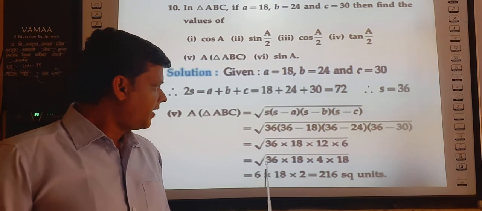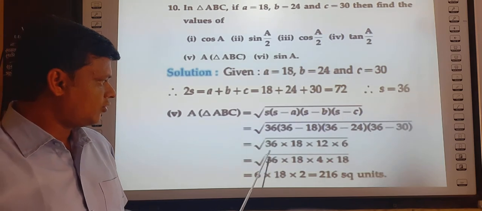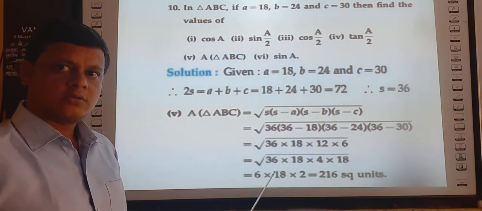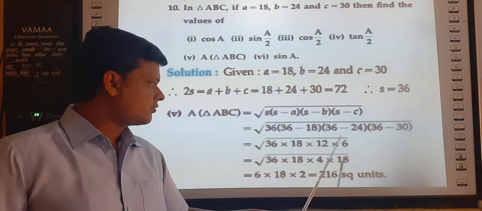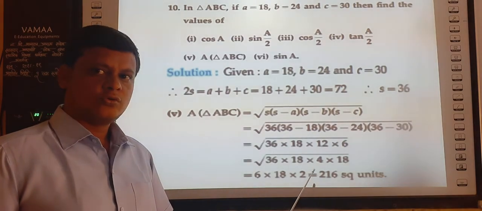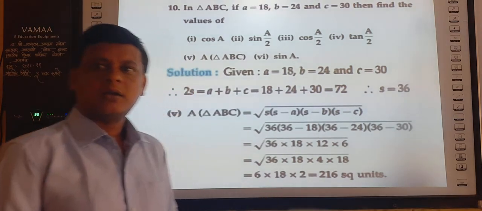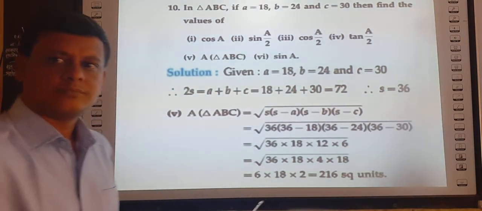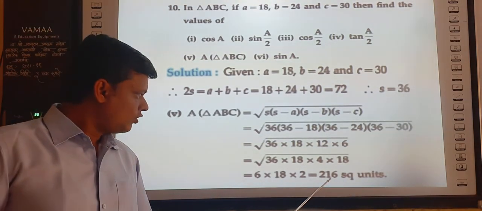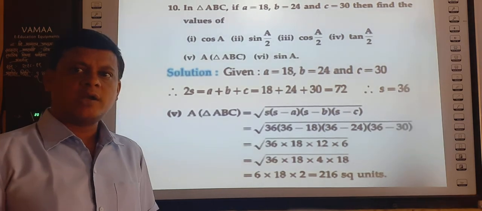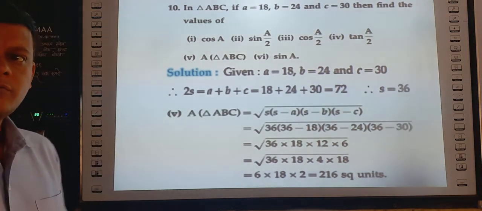Don't multiply these terms, because here the square root of 36 is 6, so write the square root of 36 as 6, 18 into 18, 18 square, so square and square root cancel, we get 18, and the square root of 4 is 2. So don't multiply first, observe the terms and simplify it easily. And you have to write the unit here, 216 square units, because we are calculating the area. So for area its unit is unit square or square units.